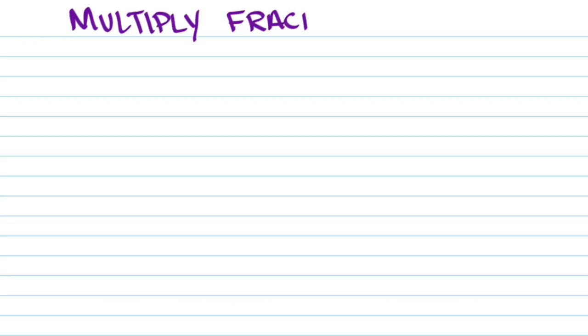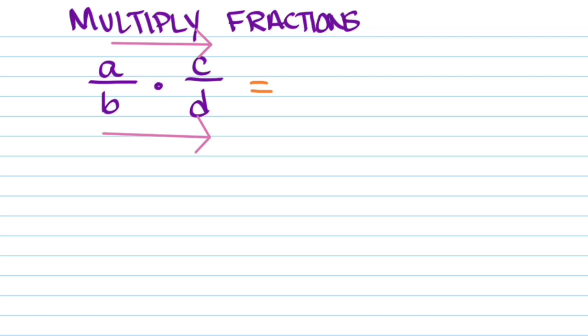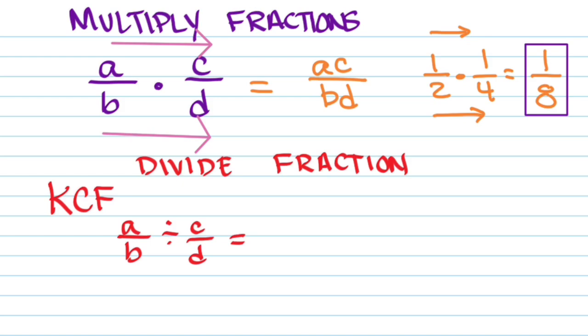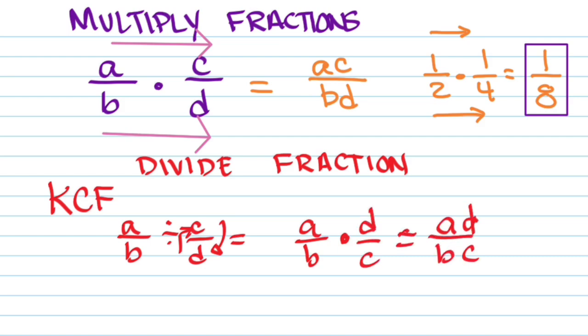Multiplying fractions means I multiply straight across, and then I reduce if possible. This is not reducible. In real numbers, 1 times 1 is 1, 2 times 4 is 8, and that's simplified. To divide, I use my keep, change, flip. So I keep the first, change the sign to multiplying, and flip the second, and multiply straight across, just like I did before. And reduce if it's possible, right?